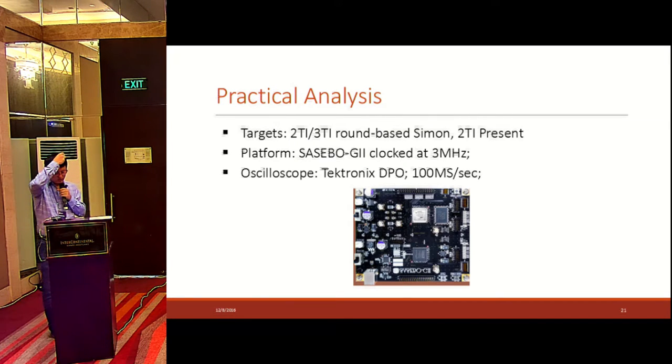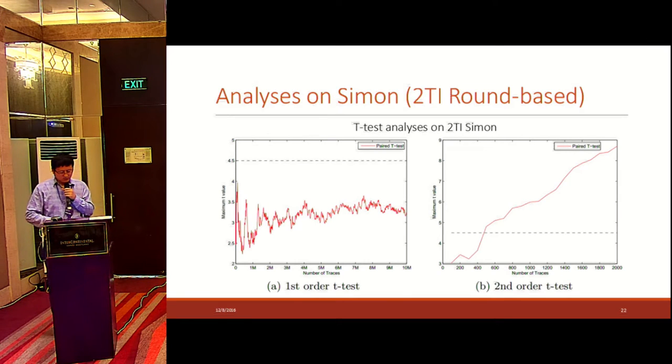And the next step, we performed a practical analysis. We have three targets, which are the 2TI round-based Salmon, the 3TI round-based Salmon, and the last one is the 2TI PRESENT. We ported our designs to one of the popular side-channel evaluation platforms, took measurements, and performed the leakage analysis. So the first analysis is the first-order t-test and second-order t-test on the measurements from the 2TI Salmon.